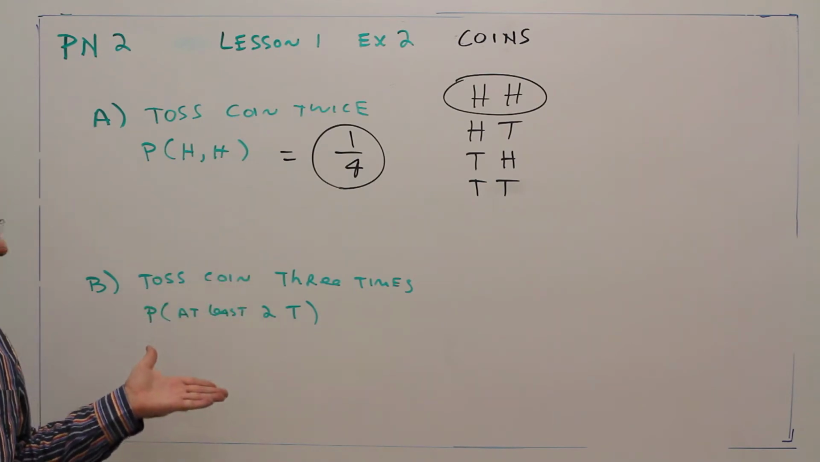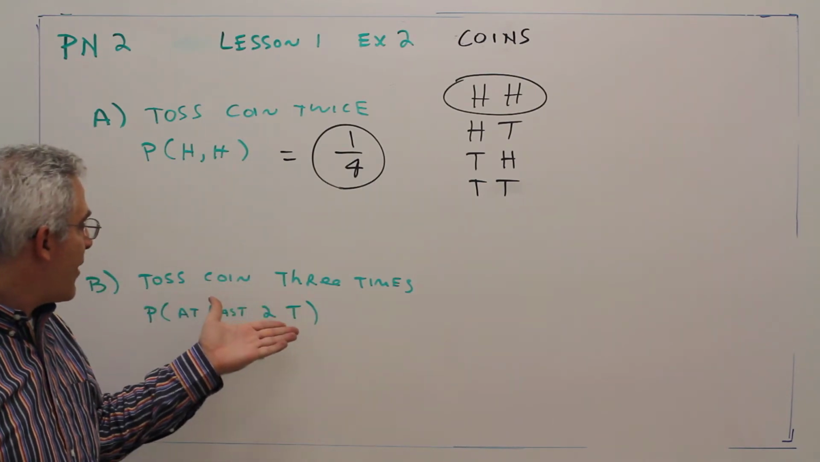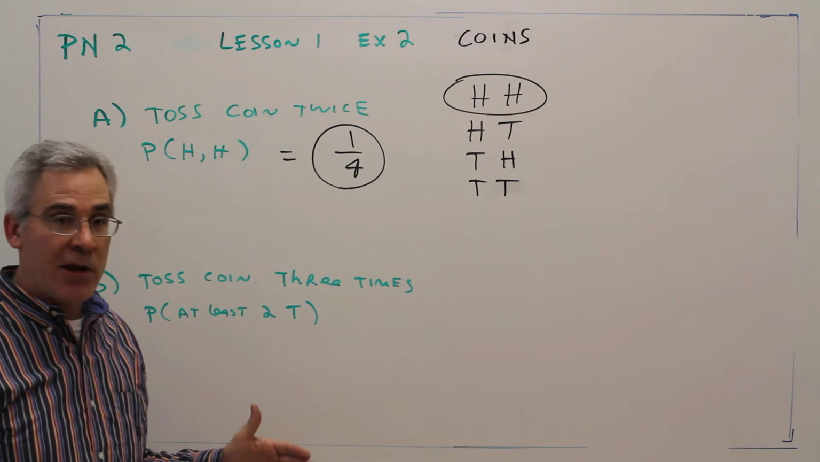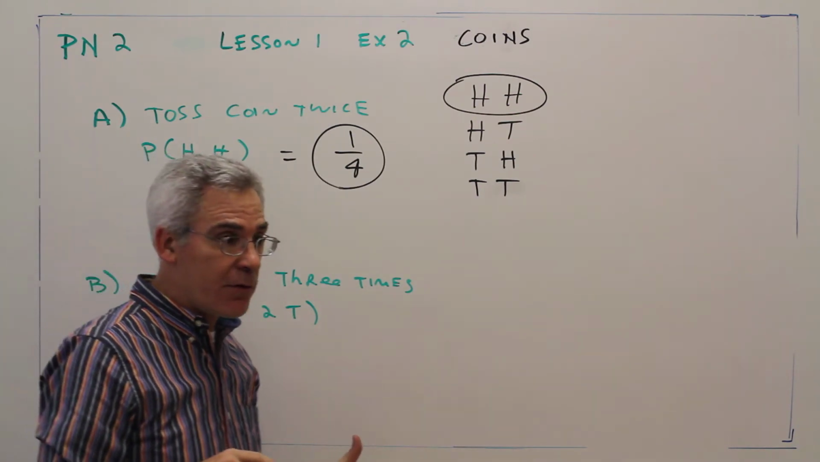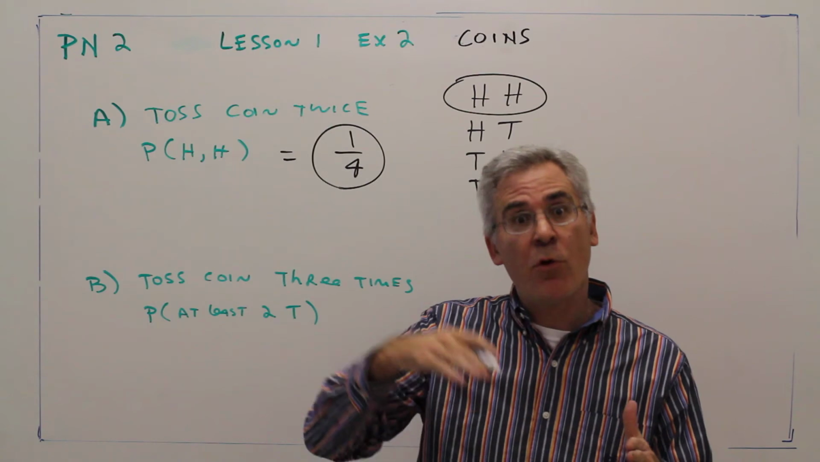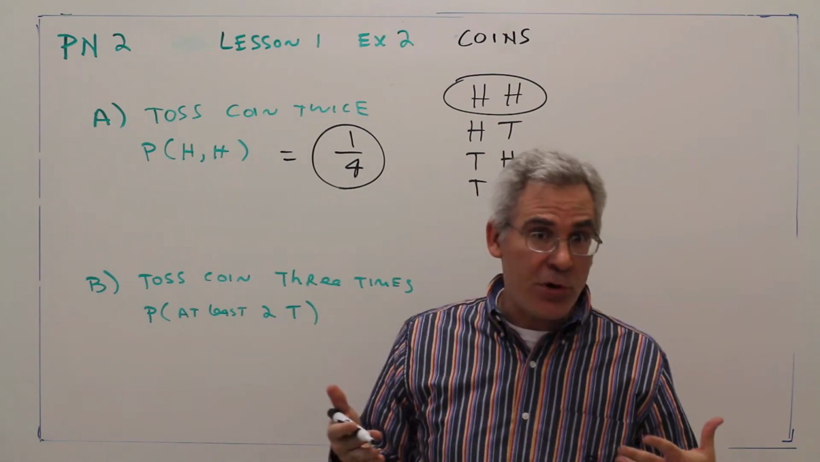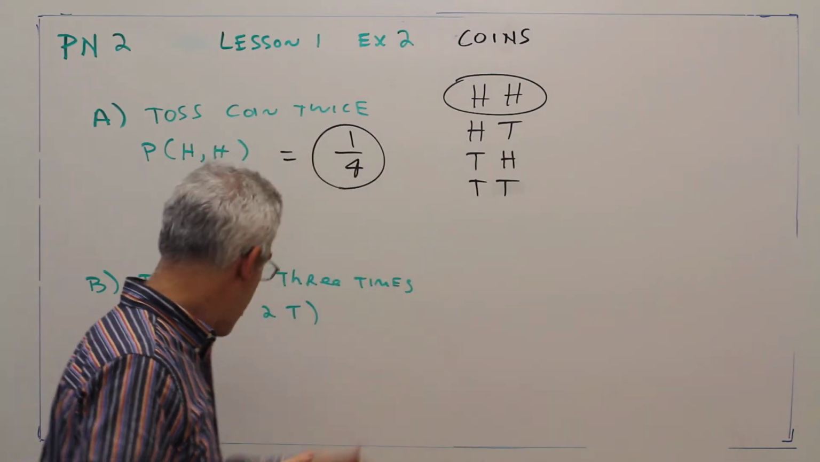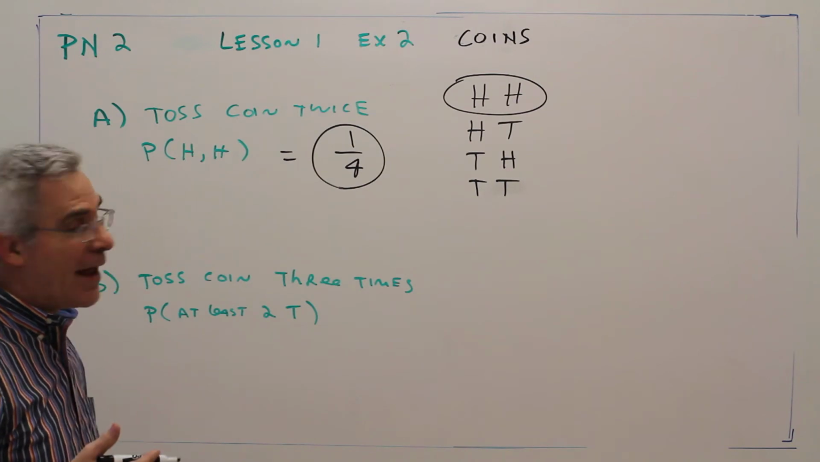Okay, part B. We toss a coin 3 times. We want to find the probability of at least 2 tails. That means 2 tails or greater. In this case, 2 tails or 3 tails. Okay, let's make our list. Again, let's be systematic.